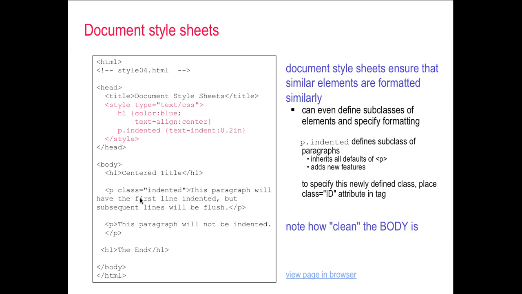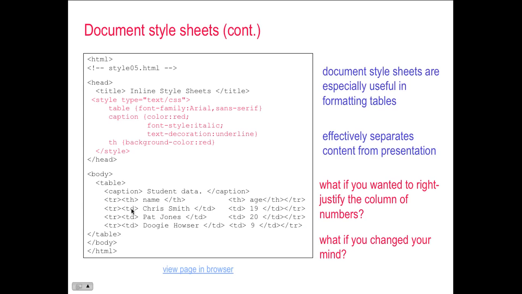It doesn't have to all be just, but it prevents clutter and creates a cleaner document, a cleaner body look to it. So here's a little bit more on the example. Document styles are especially useful for formatting tables. Here's another table example where we've got a table, and then we're just going to use the table here with the caption and with the particular items that we're going to put into just table rows here. So it effectively separates the content from the presentation.